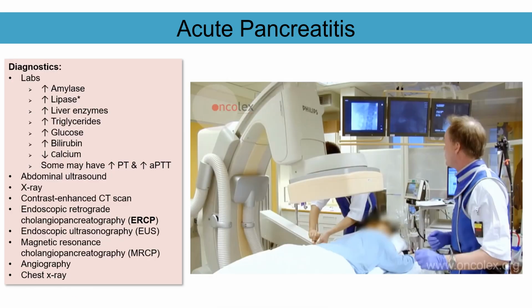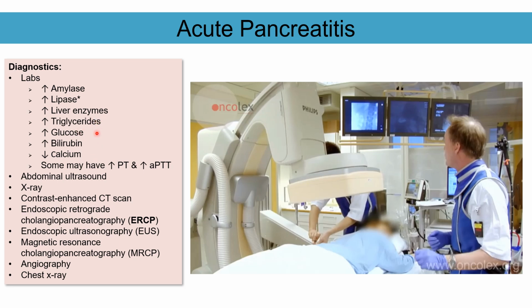How do we diagnose acute pancreatitis? We're going to, of course, do our good H&P. We're going to draw labs. All of our digestive enzymes will likely be elevated. If not, for sure, lipase will be elevated. Lipase is the most commonly elevated at the beginning of pancreatitis. Our liver enzymes and triglycerides may be elevated also if the inflamed pancreas starts to affect our liver.